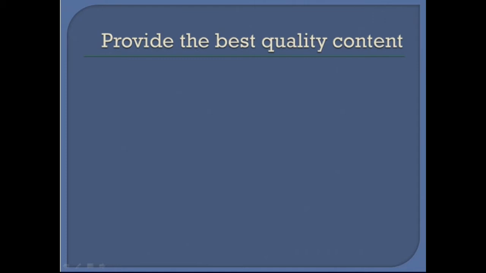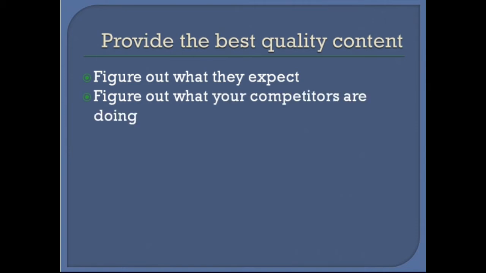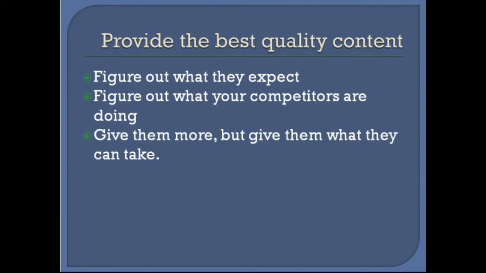Another thing you need to do is provide the best quality content. I know this is somewhat self-explanatory and you might be thinking, yeah, I know this, but you'd be surprised how much membership sites out there actually provide not the best quality content. So you need to figure out what they expect and what your competitors are doing right now. What are they providing? Compare their product versus your product. And then your goal is to give them more quality content.